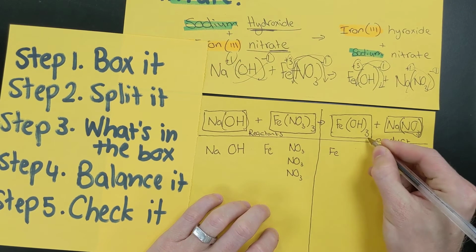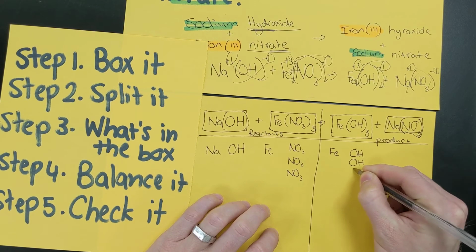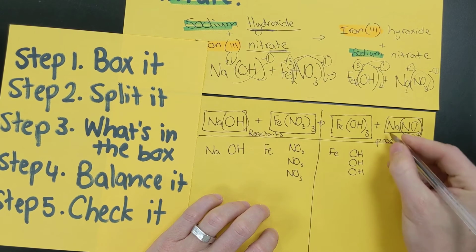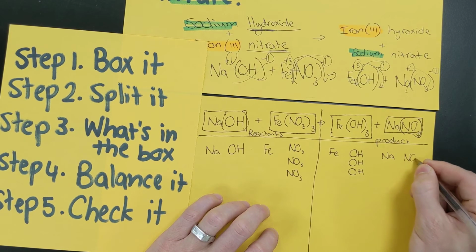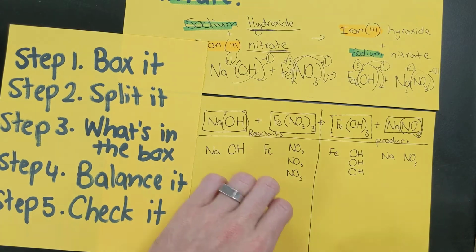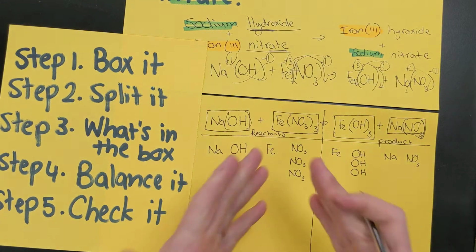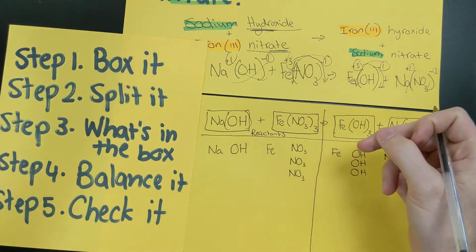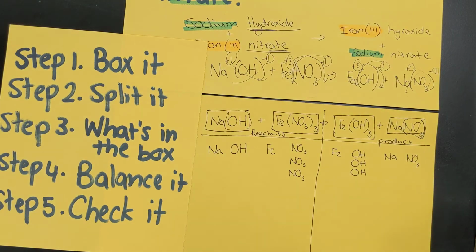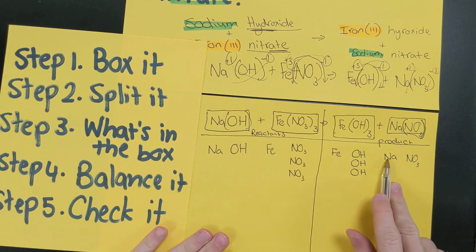I've got Fe, and then I've got 3 OHs. OH, OH. And coming across, I've got 1 Na, and I have 1 NO3. Perfect. We've worked out what's in the box, now comes the time to balance it. As you can see, there's no hydrogen, so our lovely rule of H is last doesn't apply here. We can actually completely ignore it. So let's get straight into it. Na and Na, well, they're both balanced, so I don't need to touch that.